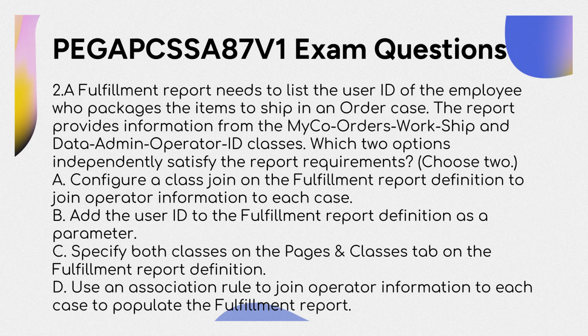B. Add the user ID to the fulfillment report definition as a parameter. C. Specify both classes on the Pages and Classes tab on the fulfillment report definition. D. Use an association rule to join operator information to each case to populate the fulfillment report.